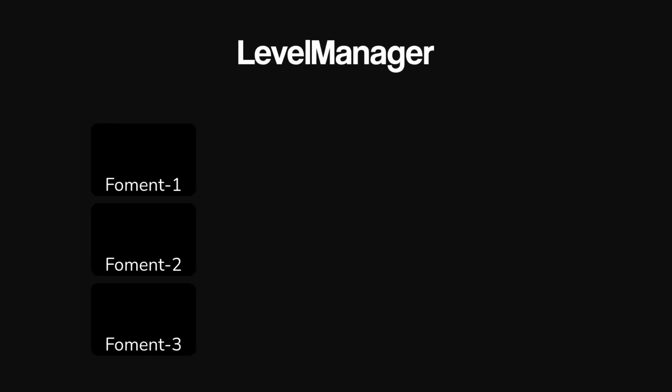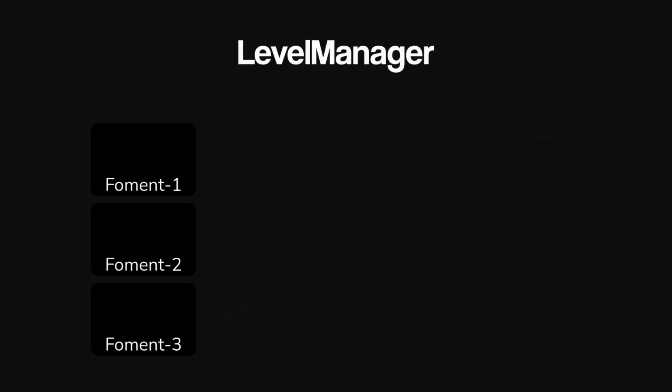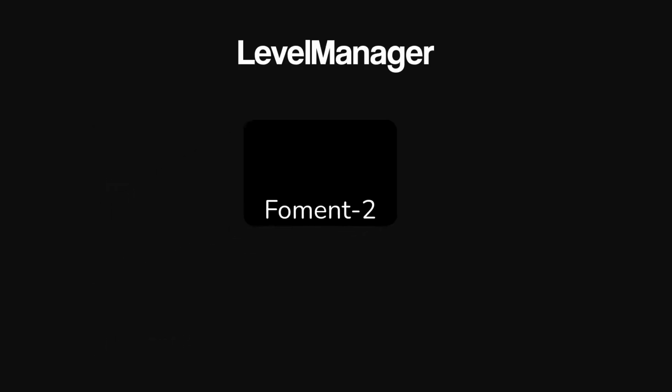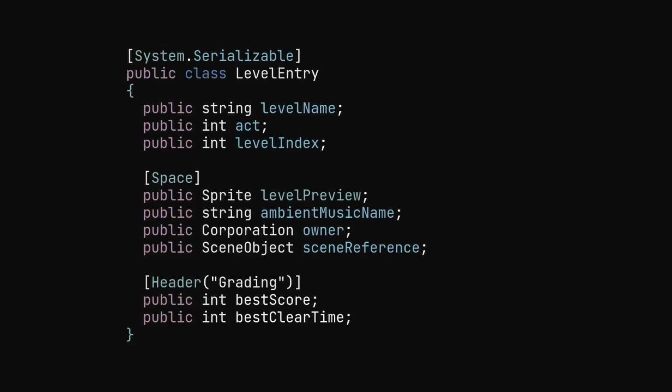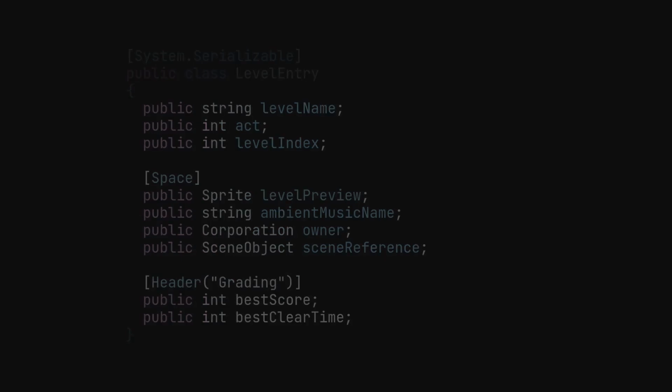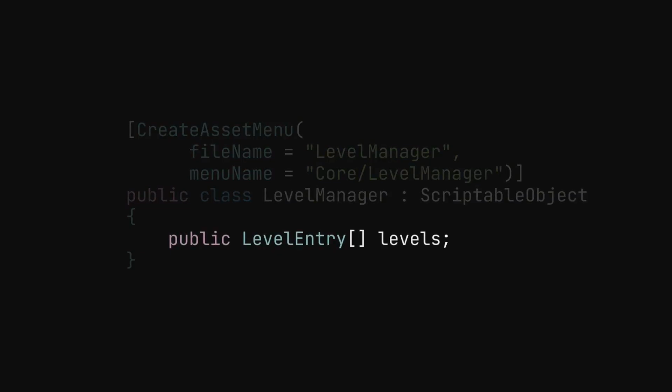We want the level manager to do a couple of things. Let's list them out. First of all, we definitely want to preview all of the levels in our game, just a regular list with access to them. From there, we want to be able to quickly enter any level in the editor and edit variables that are tied to that specific level. Those variables being the level name, which act the level is from, the preview banner, and the best score and clear time, for example. So to do that, we create a level entry class in which we specify all of the variables that we need. We then make a level manager scriptable object that literally just stores an array of level entries.